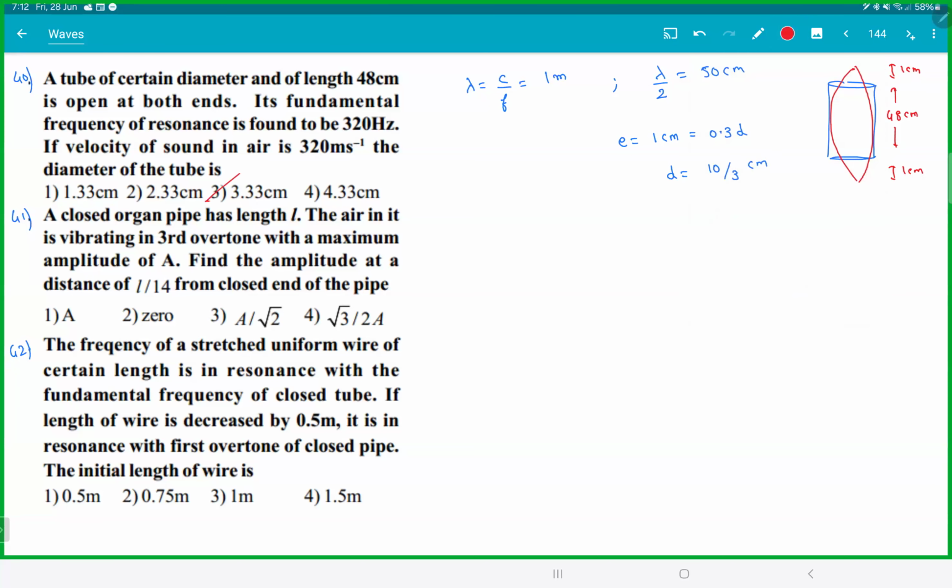Clear? That was the idea there. The distance between the nodes should be 50 centimeters, but the pipe is only 48, meaning the nodes are formed slightly outside, by the end correction. Next one, keep going.